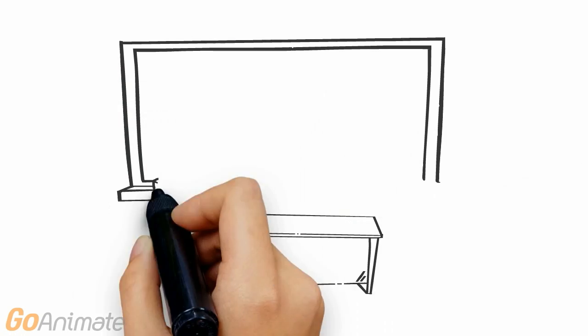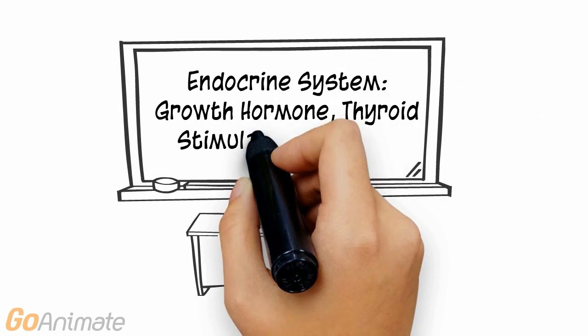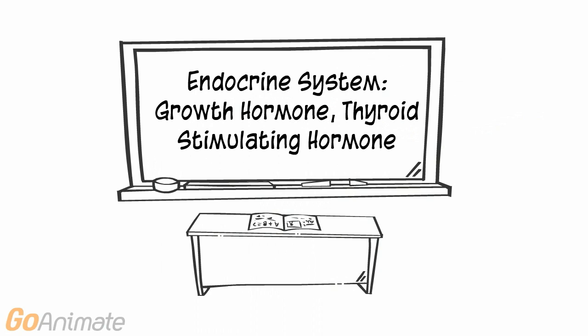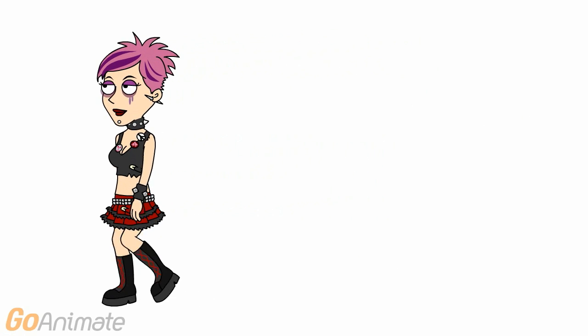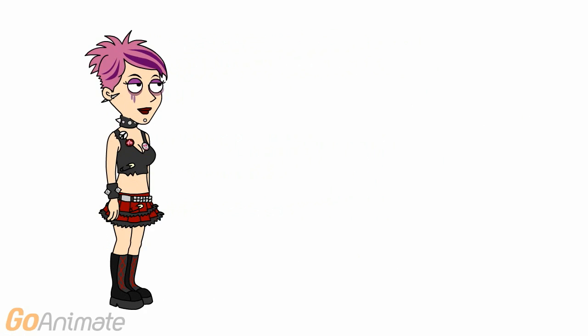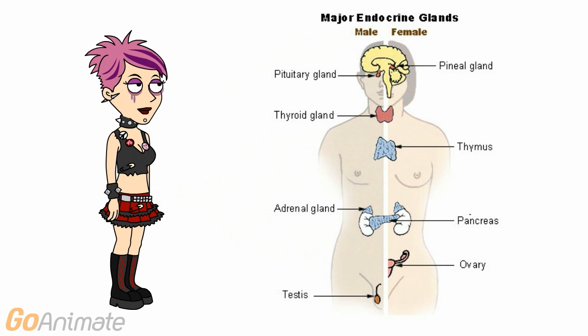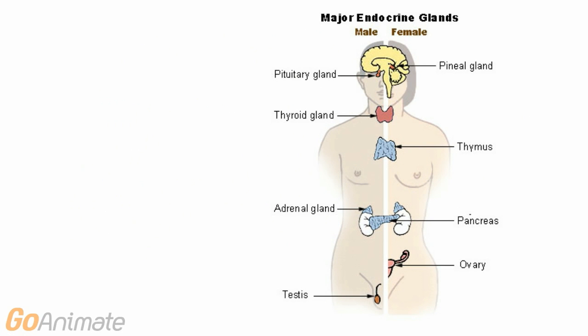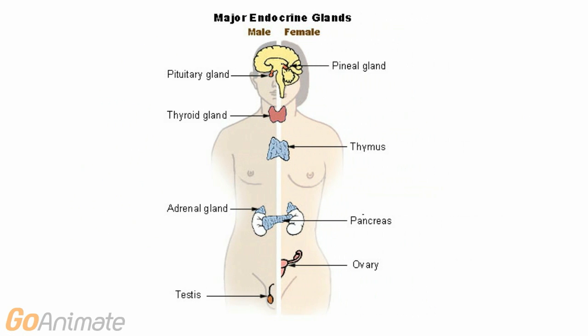Let's learn about two anterior pituitary hormones, growth hormone and thyroid stimulating hormone. The endocrine system consists of glands that secrete hormones that have a variety of functions in our bodies. Let's look at one of these endocrine glands in a little bit of detail.